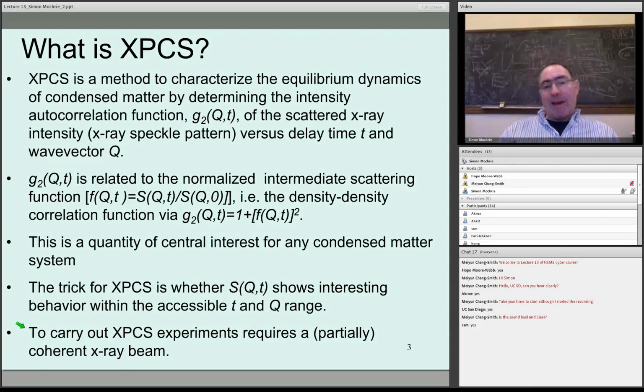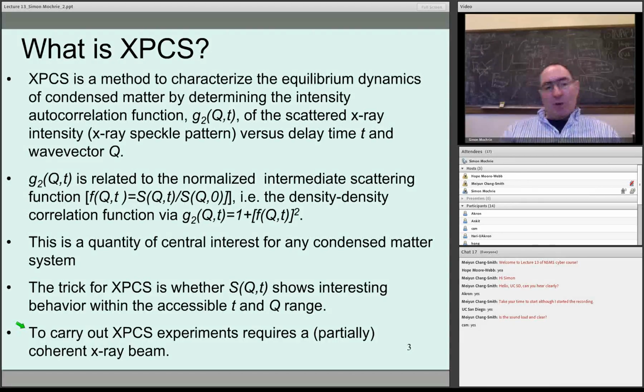Specifically, to do that characterization, we calculate from the data the intensity autocorrelation of the scattered X-ray intensity, and I'll explain a little bit later how we do that, and we measure that as a function of delay time and as a function of the scattering wave vector.